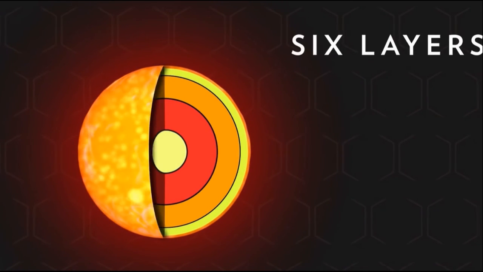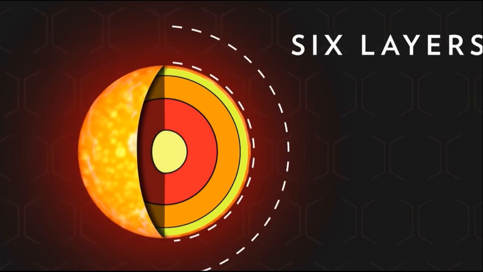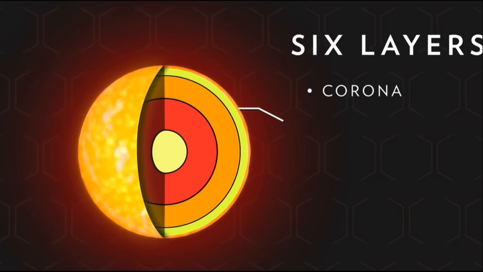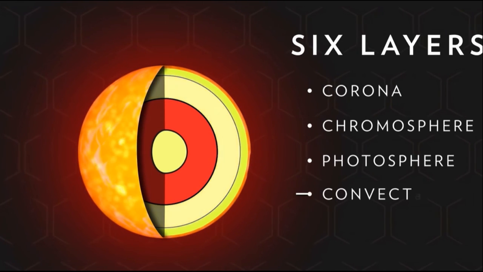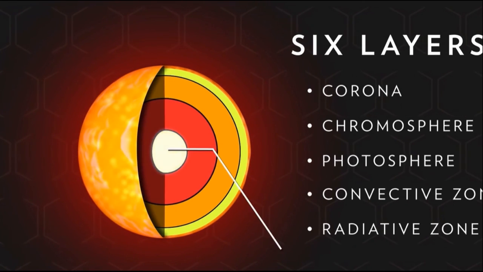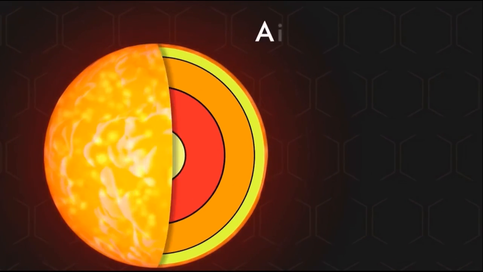The Sun has 5 distinct divisions, from its core to its outermost layer, namely the core at the center, the radiative zone, the convective zone, the photosphere, the chromosphere and the corona.